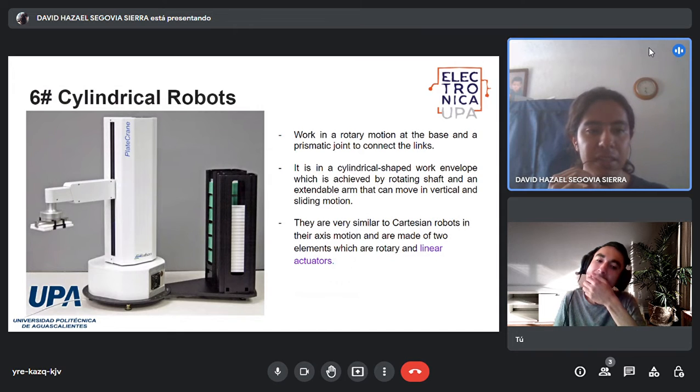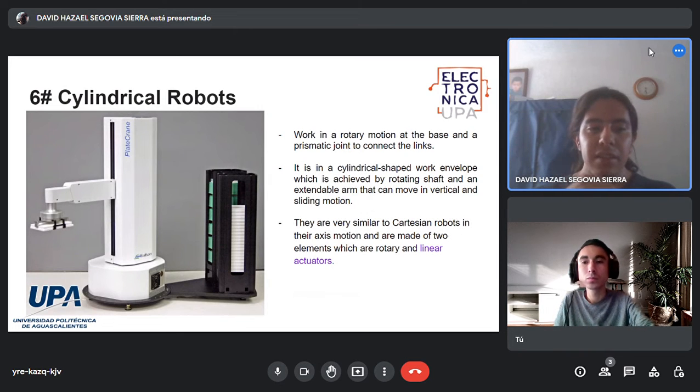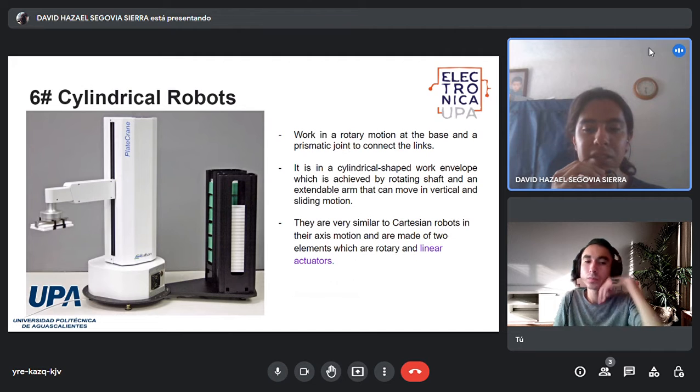And the cylindrical robots. The characteristics of the cylindrical robot is that they work in a rotary motion at the base and a prismatic joint to connect the links. The next characteristic is that it has a cylindrical-shaped work envelope, which is achieved by a rotating shaft and an extendable arm that can move in vertical and sliding motion. The last characteristic of cylindrical robots is that they are very similar to Cartesian robots in their axis motion and are made of two elements which are rotary and linear actuators.